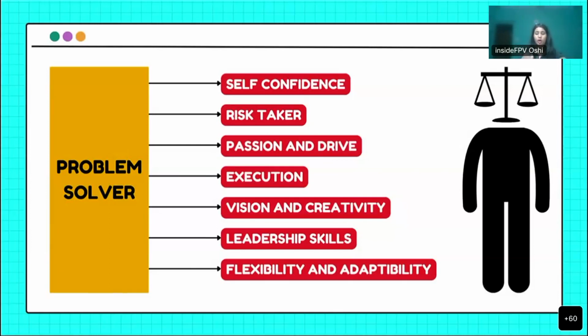Pivoting, like changing according to what the market needs, is very important. Otherwise, however good your product is, however good your startup is, it is bound to fail because that is not the need of the customer right now.